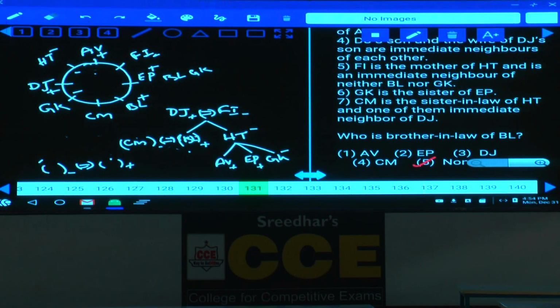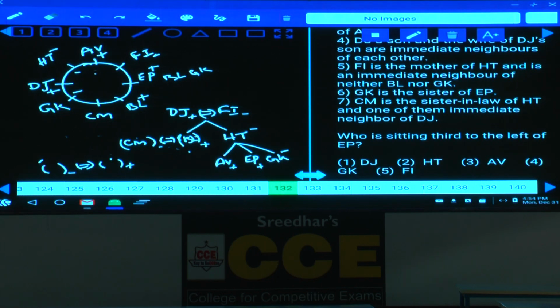Choice 5. Then 132, who is seated third to the left of EP? Third to the left of EP is GK, and that is given in choice 4. Third to the left of EP, that is GK, choice 4.